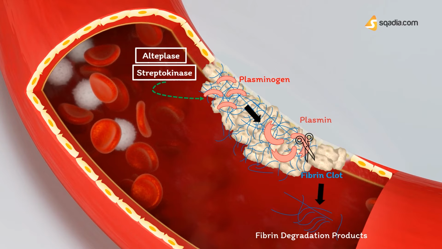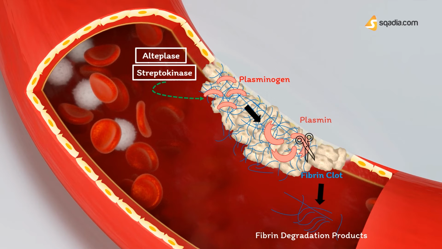The first thrombolytic agent we will talk about is streptokinase. It is not an enzyme, but it binds to circulating plasminogen to form an activator complex that converts further plasminogen to plasmin. Alteplase is recombinant tissue-type plasminogen activator.